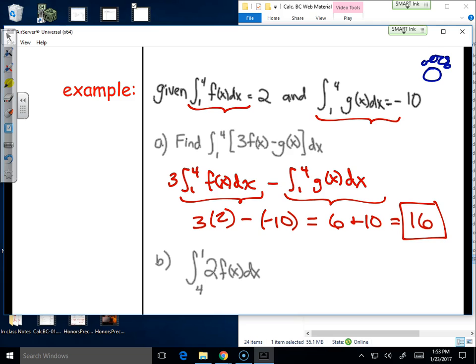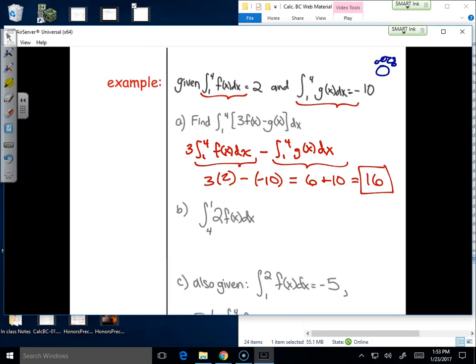Now let's see if things get a little bit different on the second part, letter B. The integral from 4 to 1 of 2f of x. Pause, think it through. Give me your best hypothesis for an answer. Negative 4. How on earth did you guys figure out the right answer? Tell me legally. You can rewrite it going 1 to 4, but if you switch the bounds, you have to make it opposite.